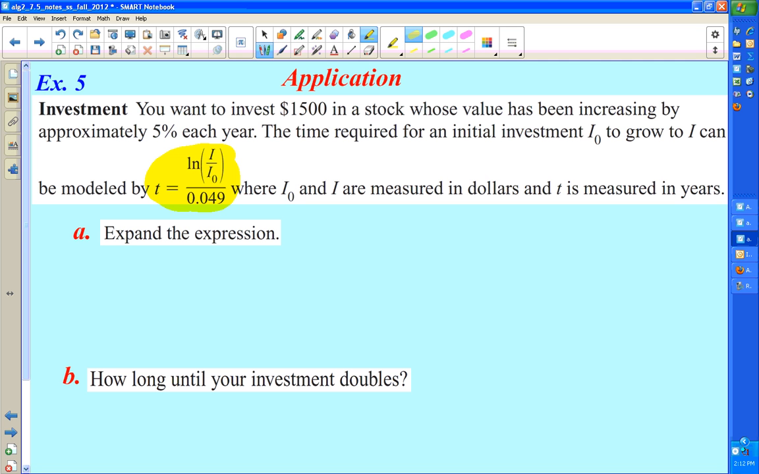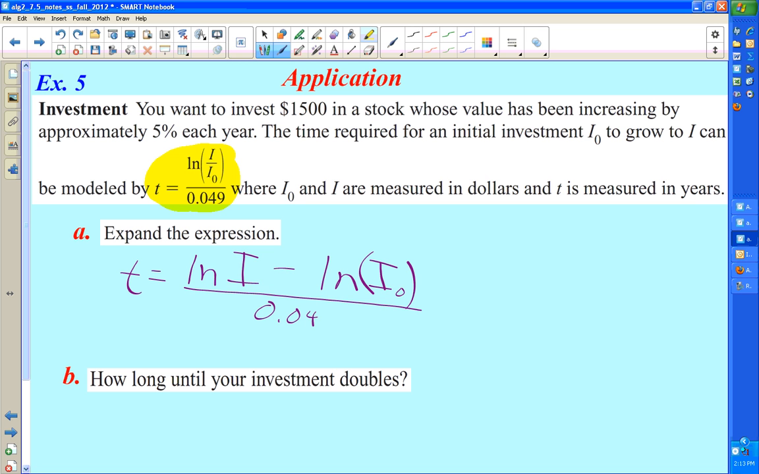Here it is. They want you to expand the expression for t. So t is going to become the natural log of, how do we expand the top? Natural log of I minus the natural log of I sub 0. All that is over 0.049. Now, this is not a log, and this is not the log of a quotient. You've got to know that those properties only apply to a log of a quotient.